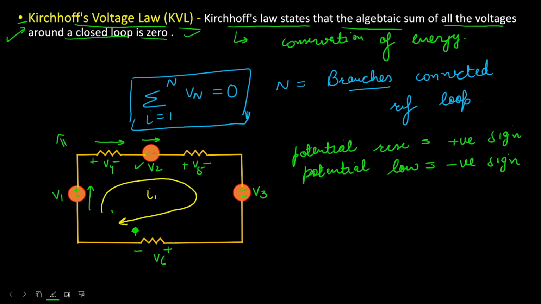By applying KVL, we get V1 minus V4 minus V2 minus V5 minus V3 minus V6 is equal to 0. Why is a negative sign applied? Because the current is moving from the positive terminal towards the negative terminal, so there is a potential drop. That's why a negative sign is applied for the voltages V4, V2, V5, V3 and V6, and a positive sign is given to V1 because the current is moving from the negative sign towards the positive sign.